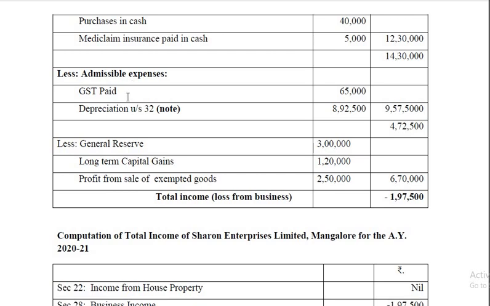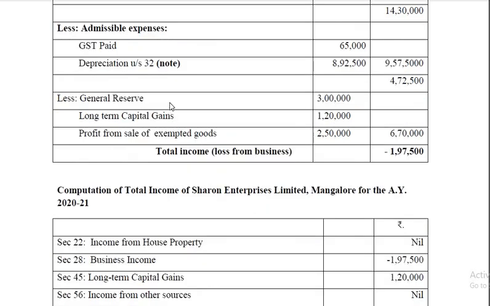Admissible expenses: expenses are allowed to be debited to the profit and loss account, but not debited, so we call them admissible expenses. GST paid, given in the adjustment, 65,000, is deductible. And depreciation as per section 32, I told you a separate note is provided, 8,92,500. So together 9,57,500. So the net answer is 4,72,500.